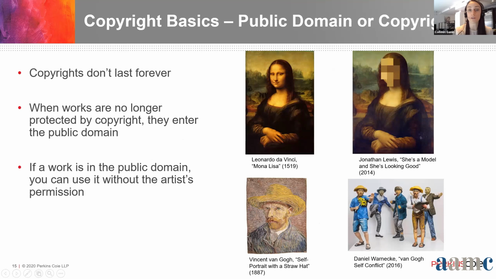Copyrights don't last forever. After a certain period of time, an artist's copyright expires. And once a copyright expires, the work enters what's called the public domain. The public domain refers to creative materials that are not protected by intellectual property laws. Typically, a work of art would enter the public domain when the copyright expires, or sometimes we'll see artists forfeit their copyright in their creative work and just allow the public to own it.